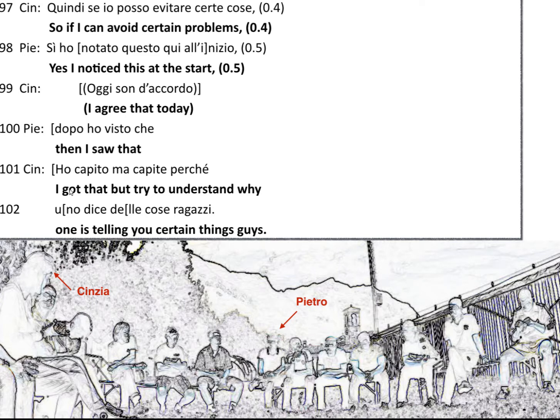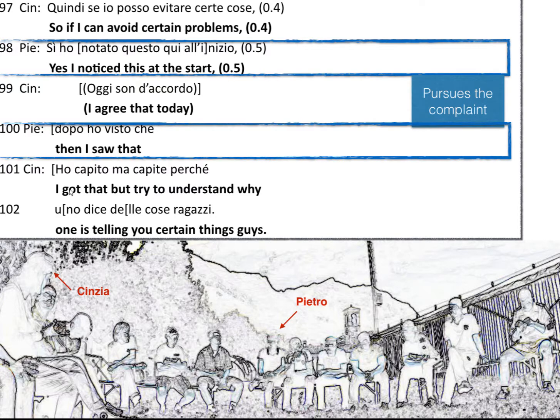And they kind of carry on trying to support their own perspective. So if I can avoid certain problems, and he goes, I noticed this at the start, then I saw that, and she kind of interrupts him. I get that, but try to understand why, you know, the reason why I'm telling you these things. So he pursues his complaint.